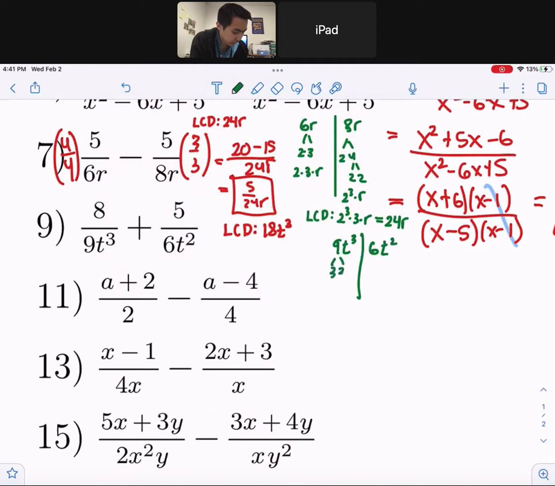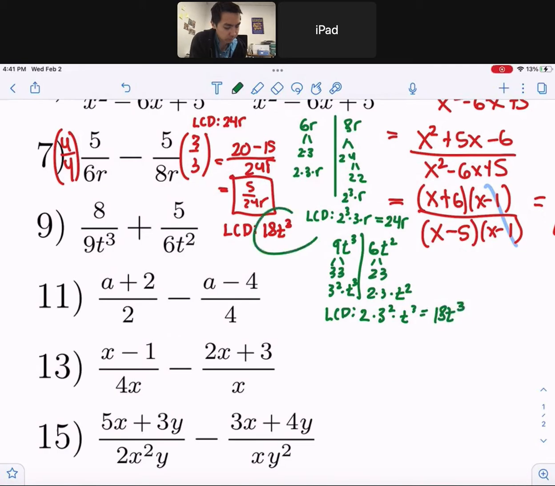This is 3 times 3. This is 2 times 3. So this is 3 to the second times t to the third, and this is 2 times 3 times t to the second. So the LCD for this, you guys, well, there's a 2. They both share a 3, but there's a 3 to the second. And they both share a t, but then you take the higher degree, which is t to the third. So the LCD is 18t to the third.